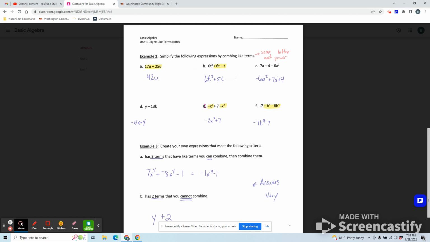Letter E, same letter, x and x, same power, squared. So it says negative 1 minus 1. If you're not good with negatives, use your calculator. Do negative 1 minus 1. Or if you want to try it, do mental math. Think I owe someone $1 and I owe them another $1. How many dollars do I owe them? 2. So you're in debt, $2, negative 2.